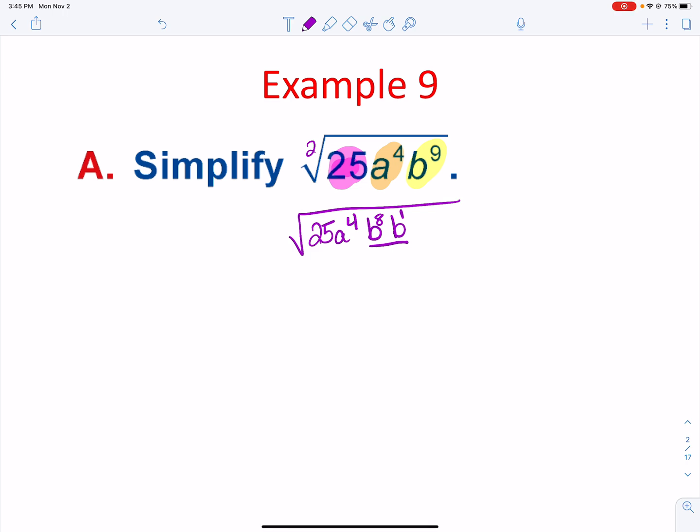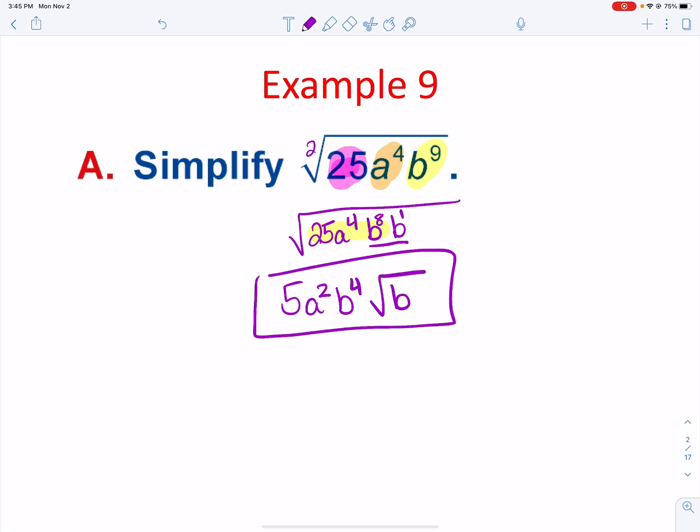So I rewrote it, and if I look, all 3 of these things now are perfect squares. So this would be 5a squared, b to the 4th, and then square root of b. That would be my answer.